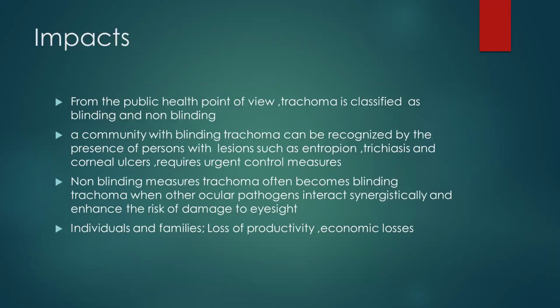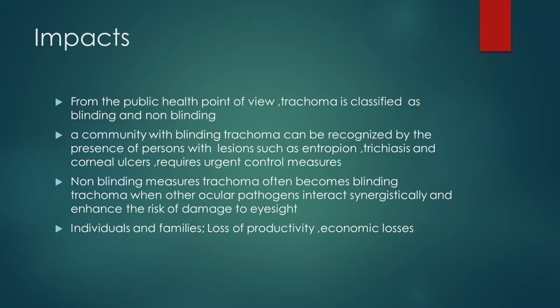Okay, so what are the impacts of trachoma? From the public health point of view, trachoma is classified as blinding and non-blinding. A community with blinding trachoma can be recognized by the presence of persons with lesions such as entropion, trichiasis, and corneal ulcers, which require urgent control measures. Entropion, as I told you earlier, is the distortion of the normal eyelid, which results in trichiasis. The non-blinding forms of trachoma often become blinding when other ocular pathogens interact synergistically, and enhance the risk of damage to eyesight.